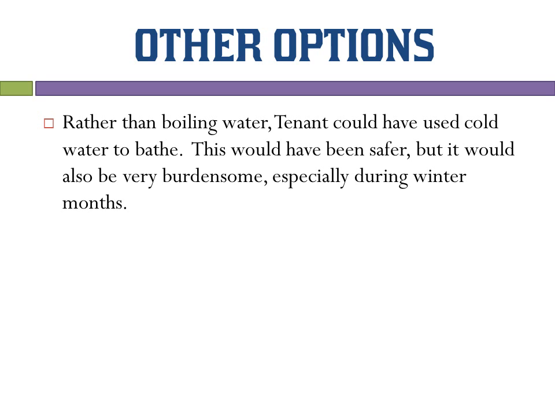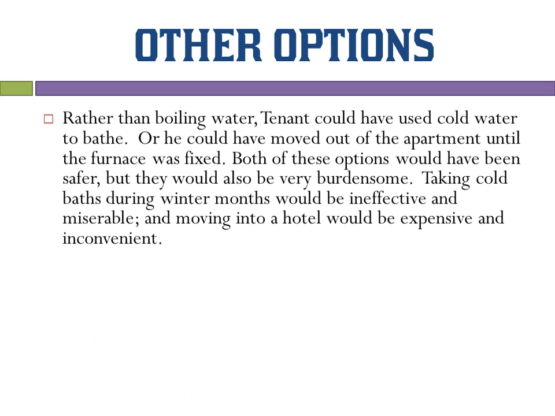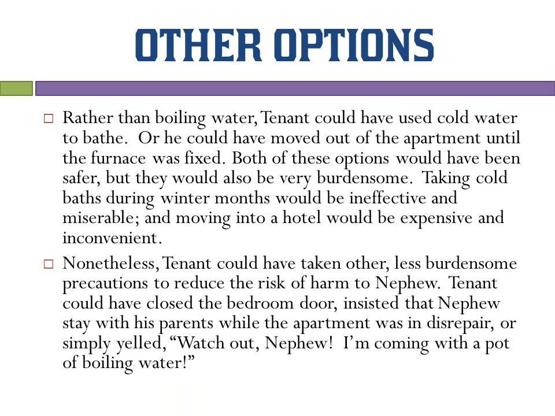But it kind of leaves us in a spot where I'm not sure we want to be, because then it makes it sound like, well, you know, it would have been really burdensome. So what else could he have done? Well, we probably want to give some other options. So, and this is giving lots of options here. Rather than boiling water, he could have used cold water, or he could have moved out of the apartment. The problem with both of these options is they would have been very burdensome. And you want to explain what's burdensome about it.